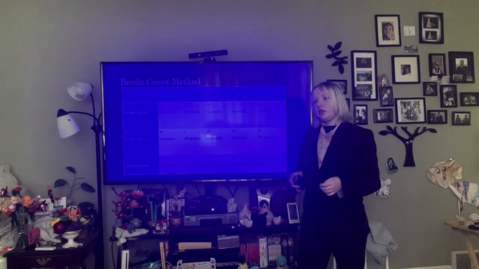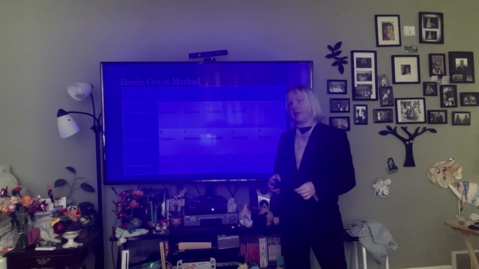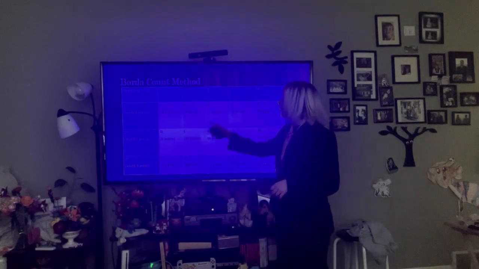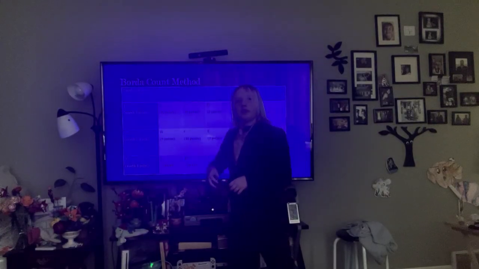So, using the same example preference schedule from earlier, we can see that A has 43 points, B has 32 points, and C has 45 points. This means that C wins. Note how to find the point value for each square, you multiply the point value by the number of votes for each square, and then you add them up.